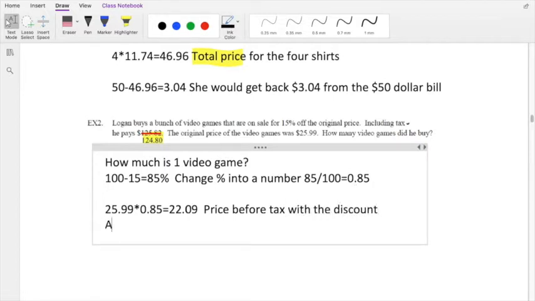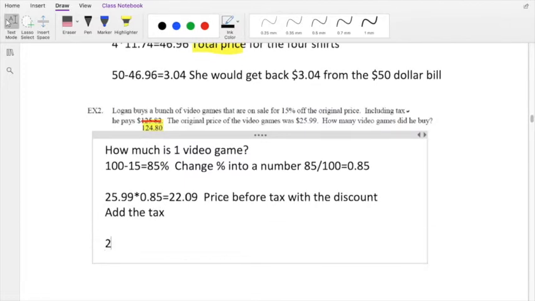So now let's add the tax. So now we go 22.09 times 1.13, as we saw above. So that's our price there, $24.96 for one game with tax.